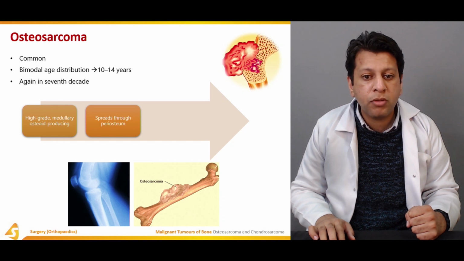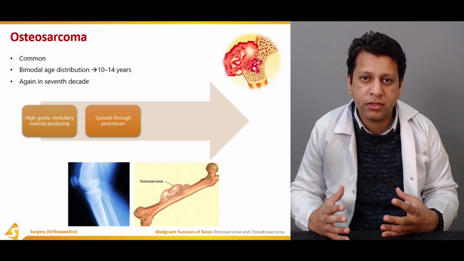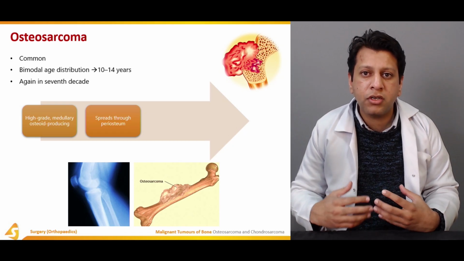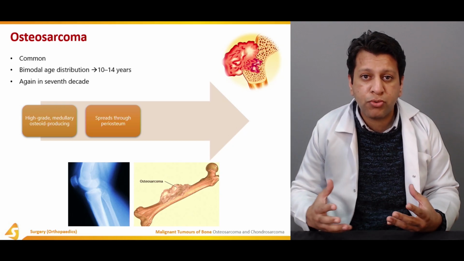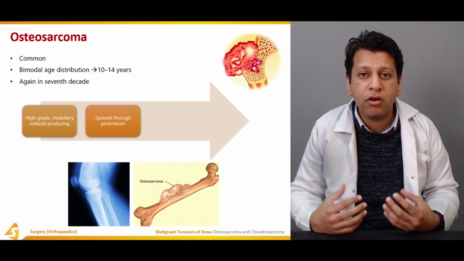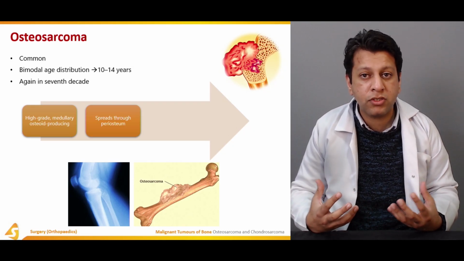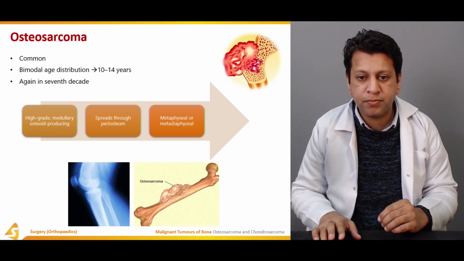It spreads through the periosteum. As it is producing the osteoid matrix, there is always new angiogenesis going on, and as the vessels proliferate they get calcified. The classical presentation is a metaphyseal lesion with a sun-ray appearance. The spot diagnosis is osteosarcoma.